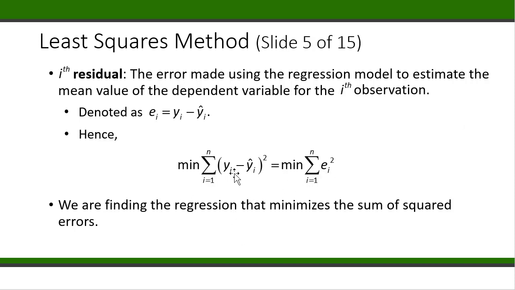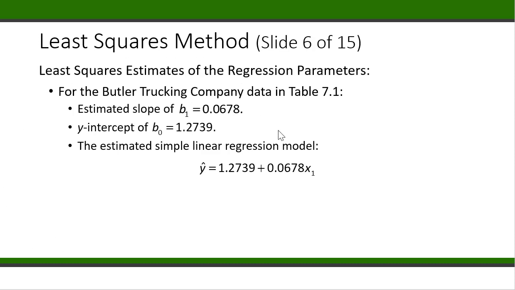So we can actually rewrite that if we know y sub I minus y sub I hat squared is equal to, inside the parentheses here, that's E. So all they did was replace what's inside the parentheses with E. So we're just doing E squared. So that's the regression that minimizes the sum of squared errors. So from our equation then, we can see that our slope is B1, 0.0678, and our intercept B0 is 1.2739.